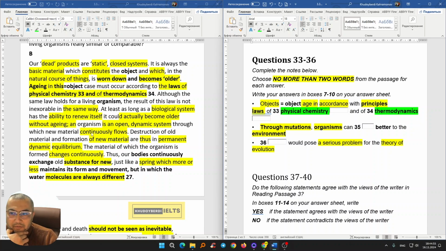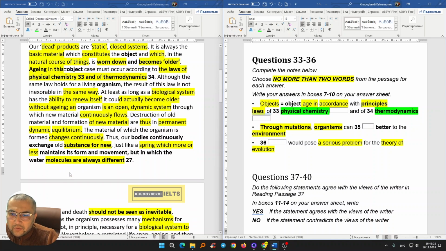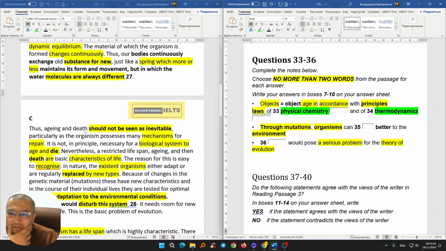Organism is an open dynamic system through which new material continuously flows. Destruction of old material and formation of new material are thus in permanent dynamic equilibrium. The material of which the organism is formed changes continuously. Thus, our body continuously exchanges old substance for new, just like a spring, which more or less maintains its form and movement, but in which the water molecules are different. Thus, aging and death should not be seen as inevitable, particularly as organisms possess many mechanisms of repair. It is not, in principle, necessary for a biological system to die.